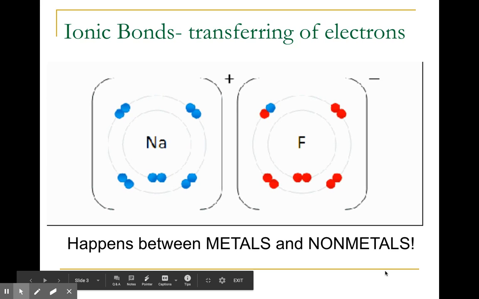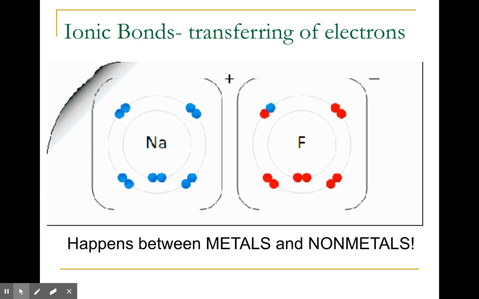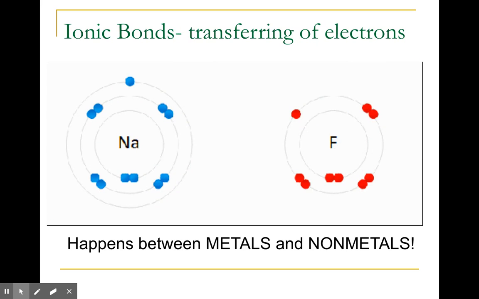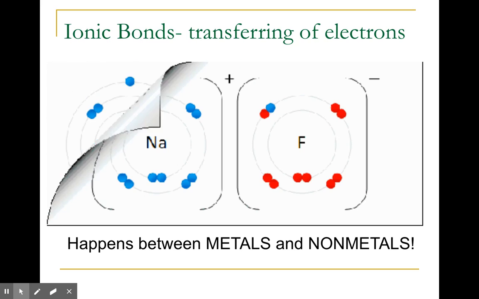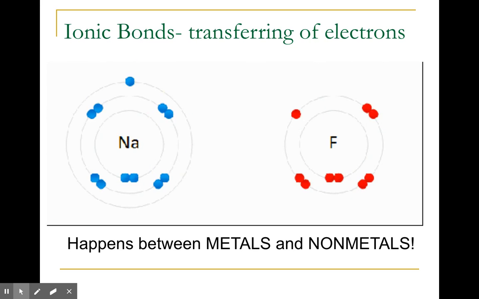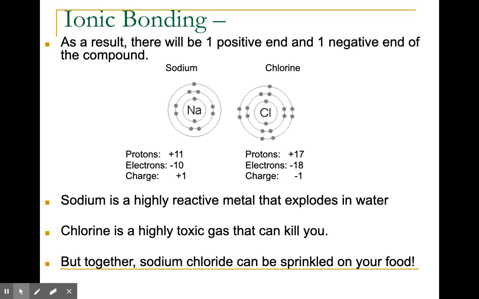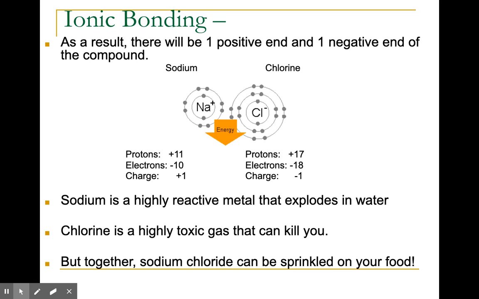This is going to happen between a metal and a non-metal, and it's going to be the transferring of electrons. If you look at this diagram here, you can see sodium giving its valence electron to fluorine. Because sodium is losing an electron, it becomes positive, and because fluorine is gaining an electron, it becomes negative. As a result, there will be one positive and one negative end of the compound.